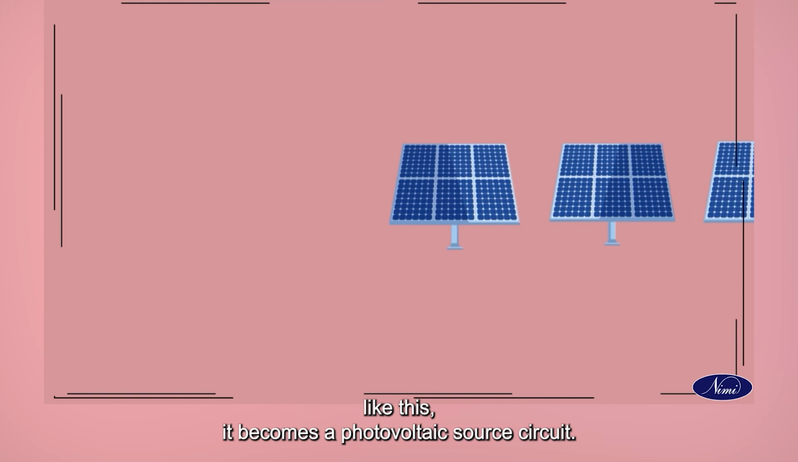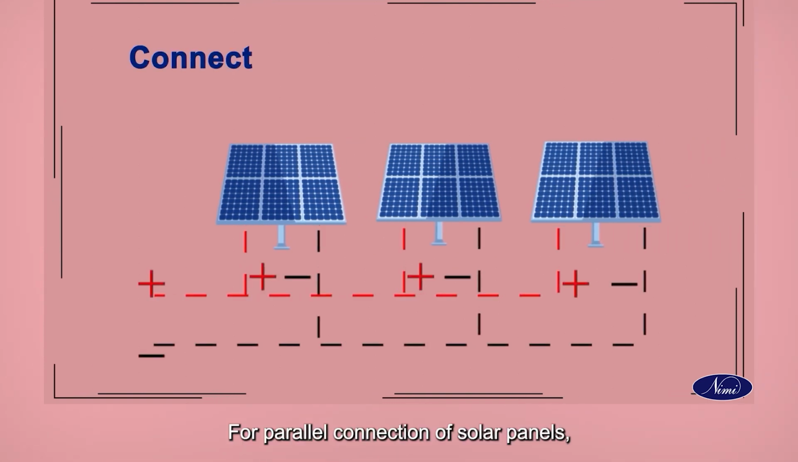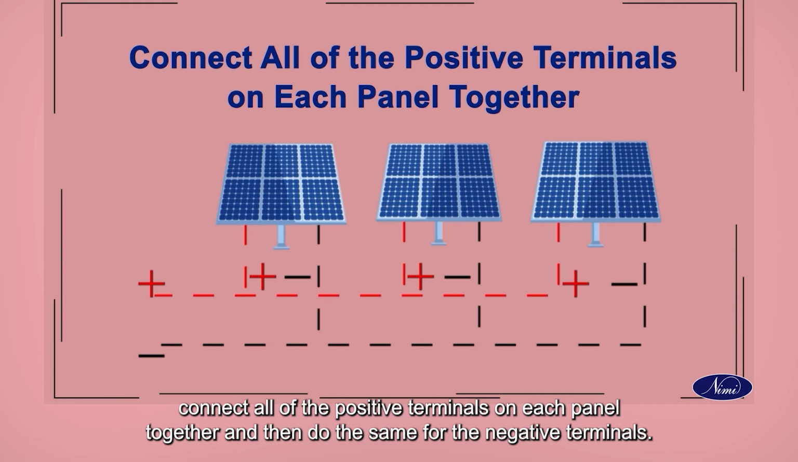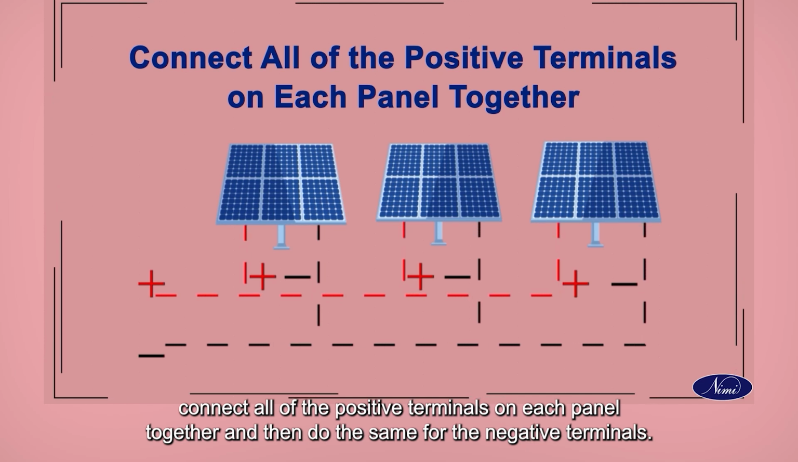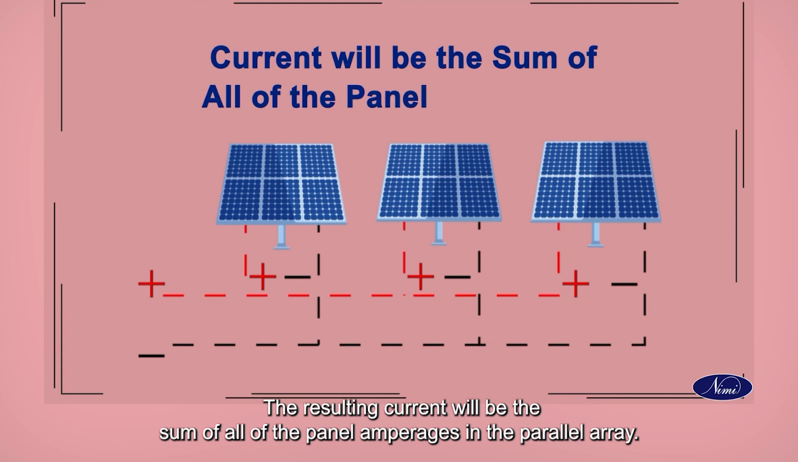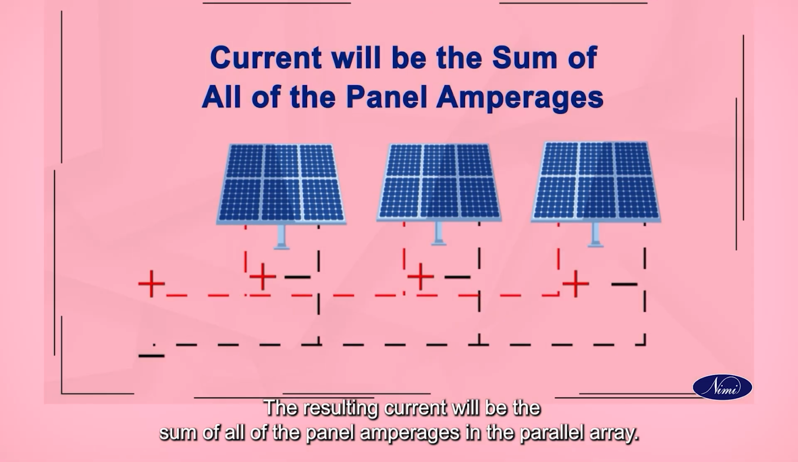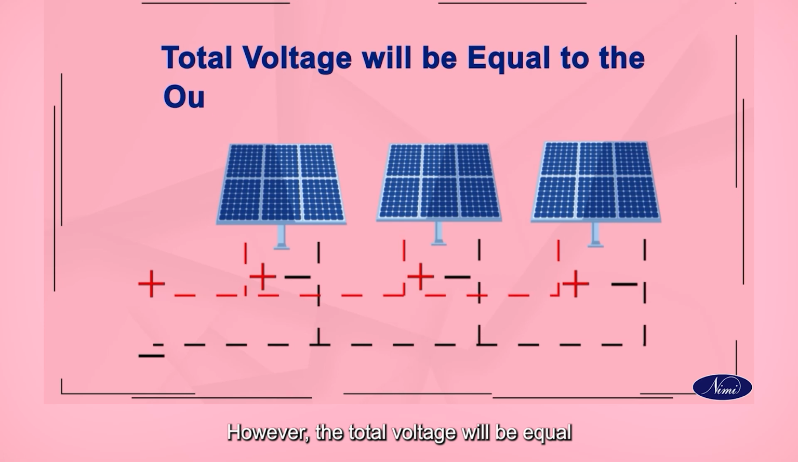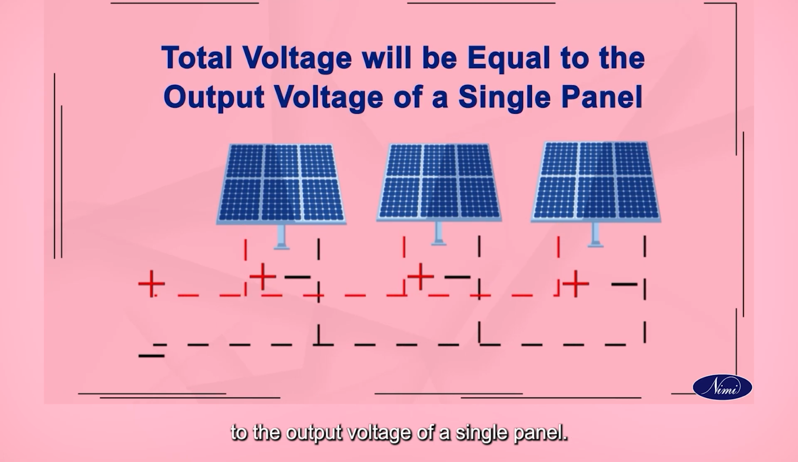For parallel connection of solar panels, connect all of the positive terminals on each panel together and then do the same for the negative terminals. The resulting current will be the sum of all the panel amperages in the parallel array. However, the total voltage will be equal to the output voltage of a single panel.